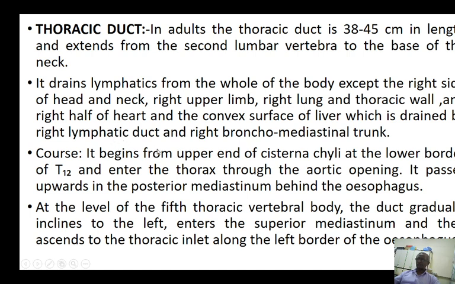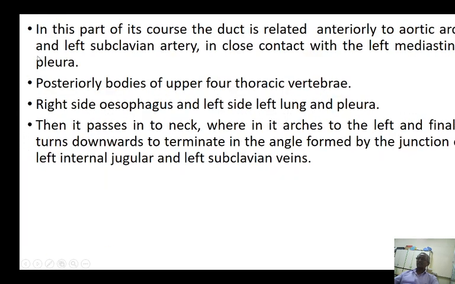This thoracic duct begins from the upper end of the cisterna chyli at the lower part of the thorax and enters the thorax through the aortic opening. It passes upwards in the posterior mediastinum behind the esophagus. At the level of the fifth thoracic vertebra, the duct gradually inclines to the left, enters the superior mediastinum, and then ascends to the thoracic inlet along the left border of the esophagus. In this part of its course, the duct is related anteriorly to the aortic arch and left subclavian artery, in close contact with the left mediastinal pleura. Posteriorly, the bodies of the upper four thoracic vertebrae.